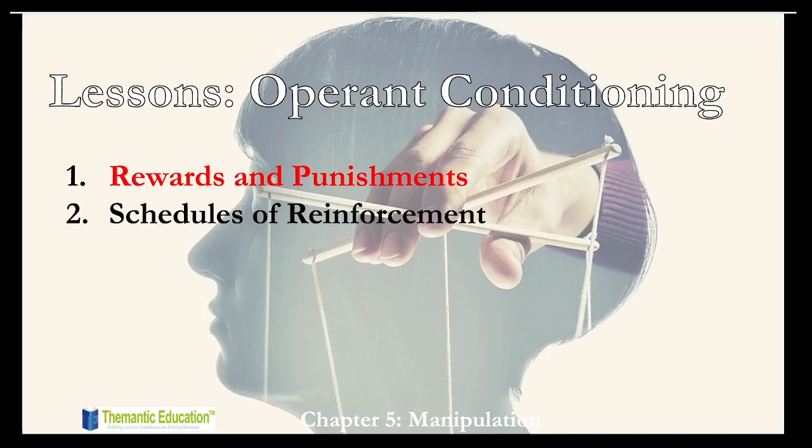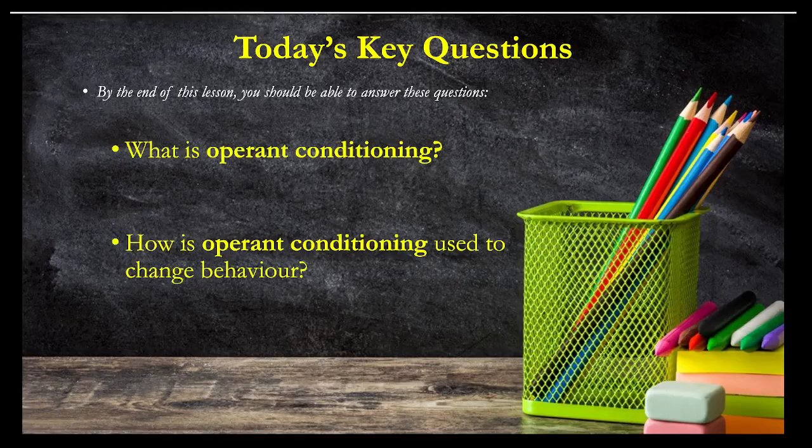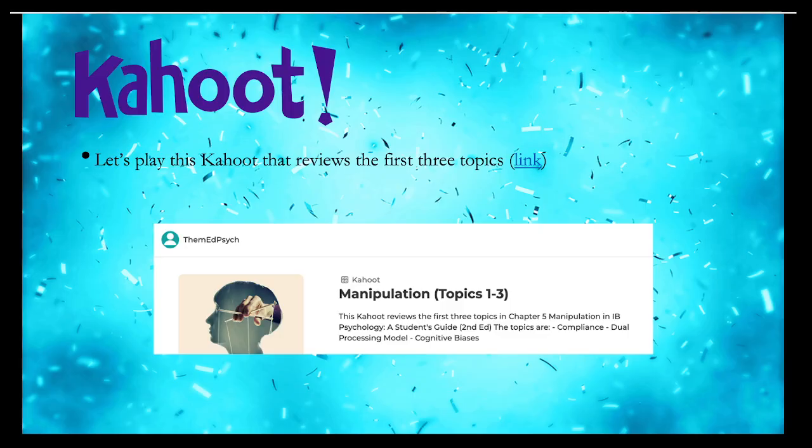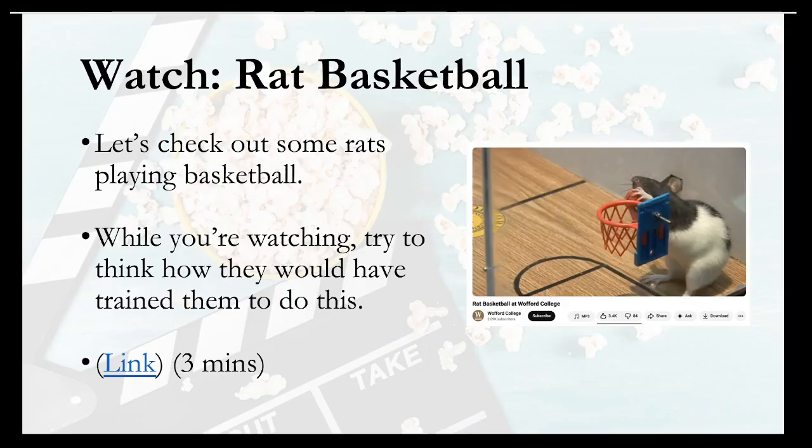Alright, so rewards and punishments, schedules of reinforcement. So we're looking at rewards and punishments. What is operant conditioning and how can it change behavior? Bit of a Kahoot, so this reviews the first 3 topics. Think, pair, share. Have they ever trained a pet animal? A lot of students would have trained their pet dog how to sit. If so, how'd they do it? If not, how do you think you'd do it?